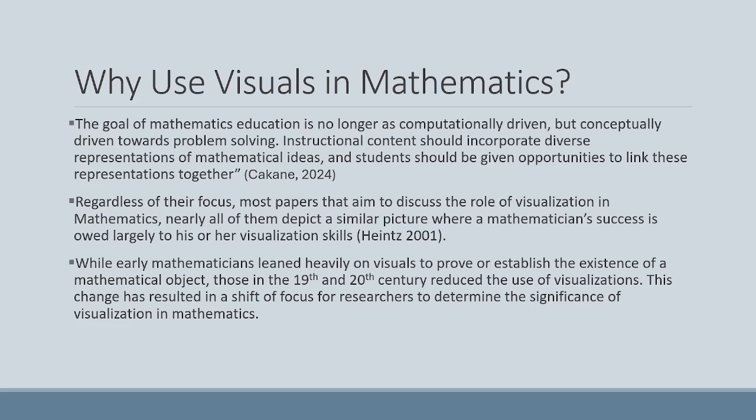Regardless of their focus, most papers that aim to discuss the role of visualization in mathematics, nearly all of them depict a similar picture where a mathematician's success is owed largely to his or her visualization skills. So while early mathematicians leaned heavily on visuals to prove or establish the existence of mathematical objects, those in the 19th and 20th century reduced the use of visualizations, and this change has resulted in a shift of focus for researchers to determine the significance of visualization in mathematics.